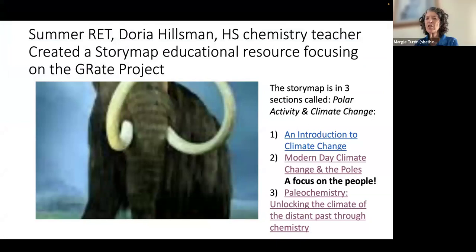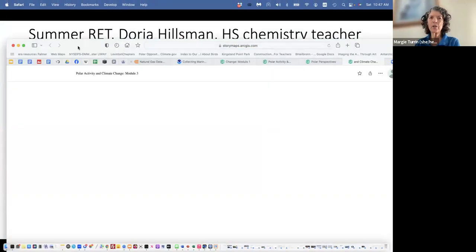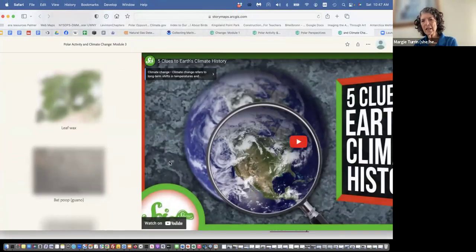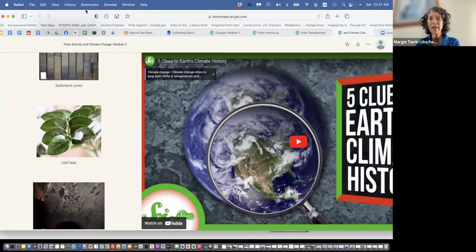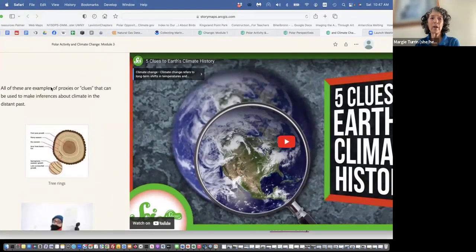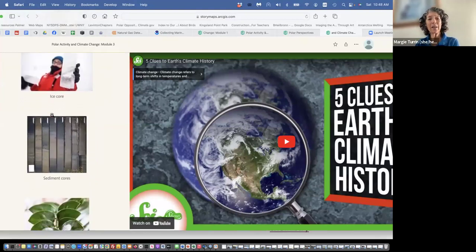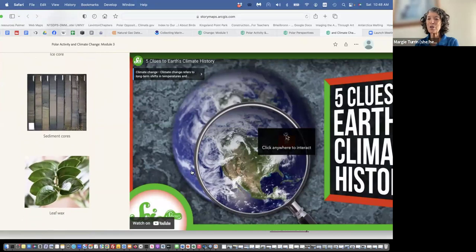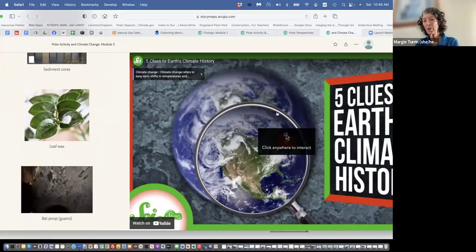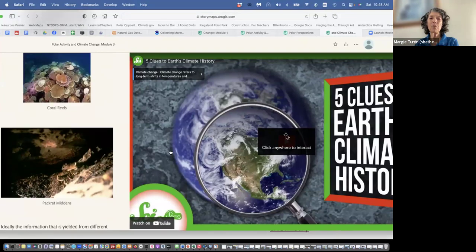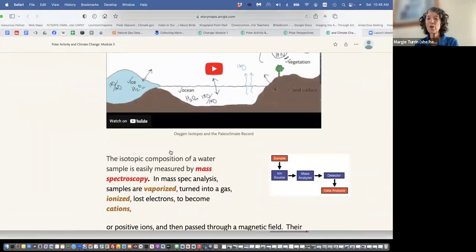All right. And then she did another section on paleochemistry, and I want to show it to you quickly for one reason. This is a really great intro to all the different proxies that we use to understand climate in the past. Proxies are something that is really great for students to understand, so they know how we actually tie these things. There are 5 clues to Earth climate history here. This is a really nice video that we won't go into, but just so you know it's there.